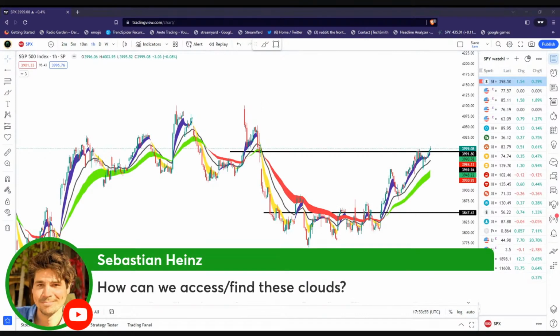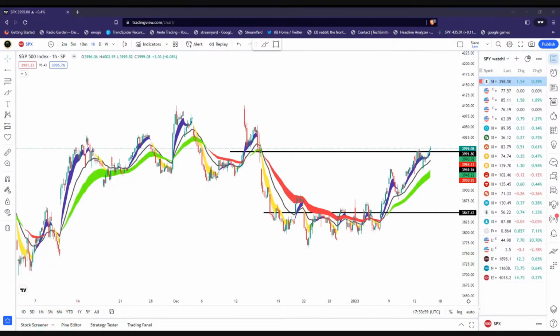How can we access and find these clouds? They are private clouds and they are in the room. And you can play around with them, and it's a 20 EMA. Hold on one second, Sebastian. I just did this for somebody yesterday. I think I have a couple different ones. Let me see if I can find them exactly for you.